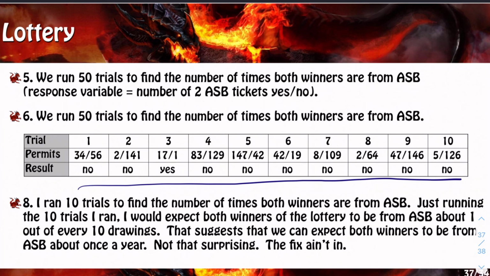So clearly, I ran 10 trials in front of you to find the number of times both winners are from student council. Just running the 10 trials I ran, I would expect both winners of the lottery to be from student council about 1 out of every 10 drawings, because in this one drawing, I got 17 and 1. Those numbers work. That suggests that we can expect both winners to be from student council about once a year, which is not that surprising. So even though it doesn't seem fair, it is plausible. So it's not rigged. And that's the trick.